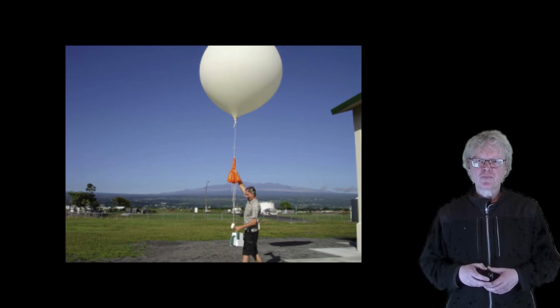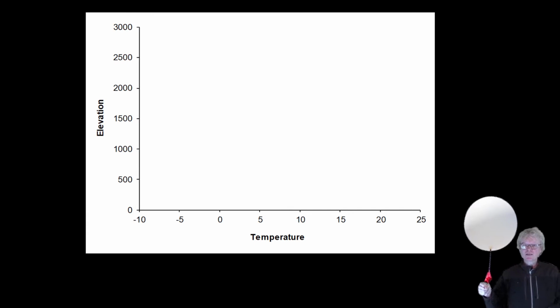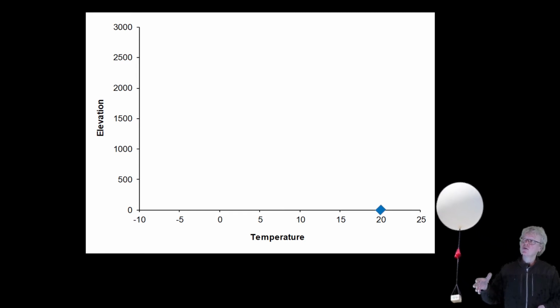Okay, so here we have our weather balloon. On this diagram, we've got elevation on the y-axis and temperature on the x-axis. Now, we're going to start at sea level, or on the ground surface. We've taken a measurement, and that measurement is 20 degrees centigrade. And what we're going to do is let that radiosonde, the weather balloon, go. There it goes.